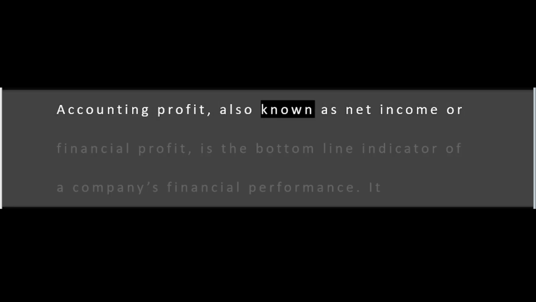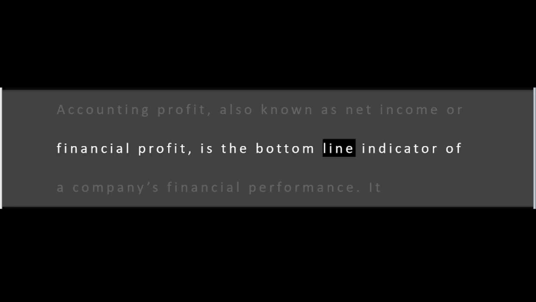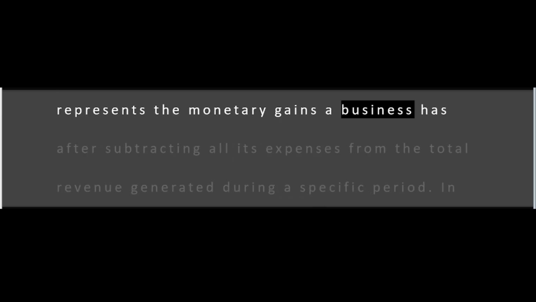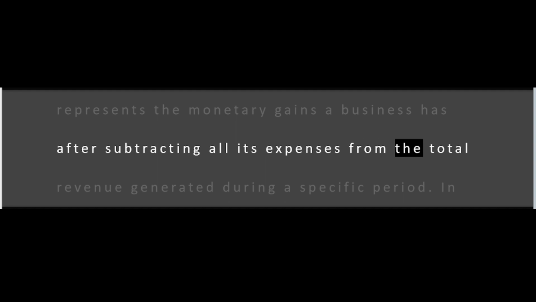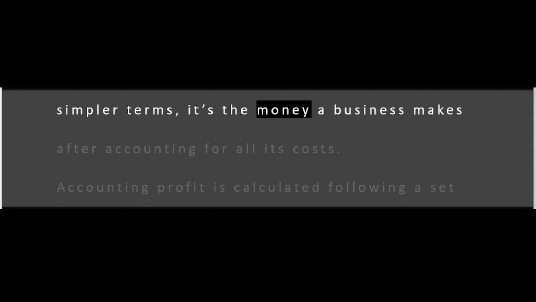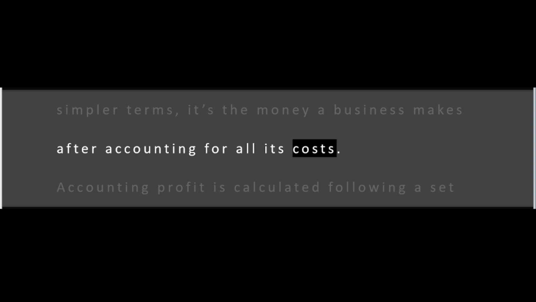Accounting profit, also known as net income or financial profit, is the bottom line indicator of a company's financial performance. It represents the monetary gains a business has after subtracting all its expenses from the total revenue generated during a specific period. In simpler terms, it's the money a business makes after accounting for all its costs.